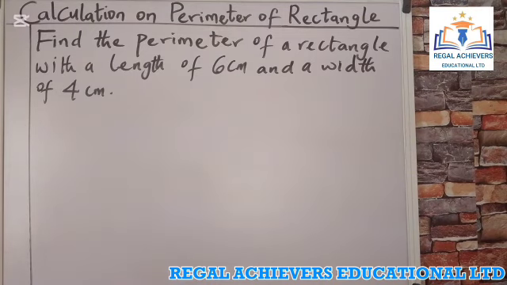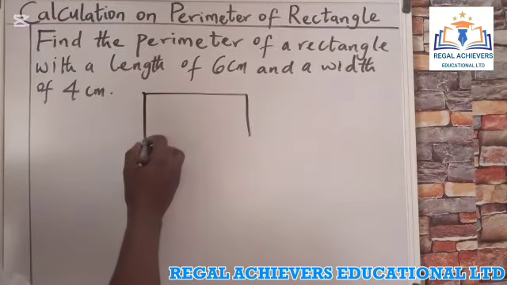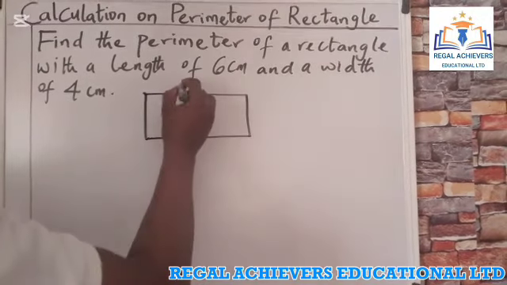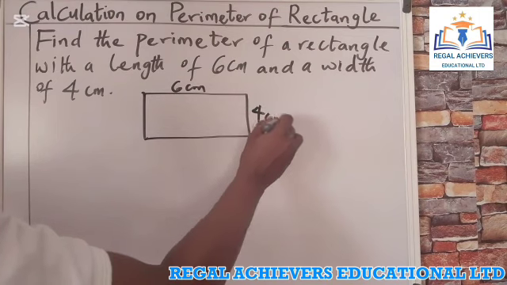I will be taking you through a topic: calculation of the perimeter of a rectangle. We have a question here. Find the perimeter of a rectangle with a length of 6 centimeters and a width of 4 centimeters. Very simple. We have a rectangle, length 6 centimeters, breadth 4 centimeters.